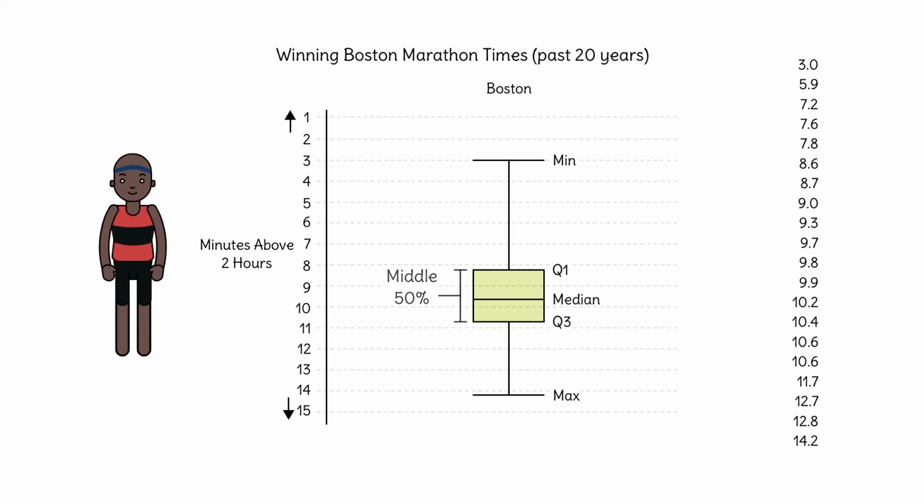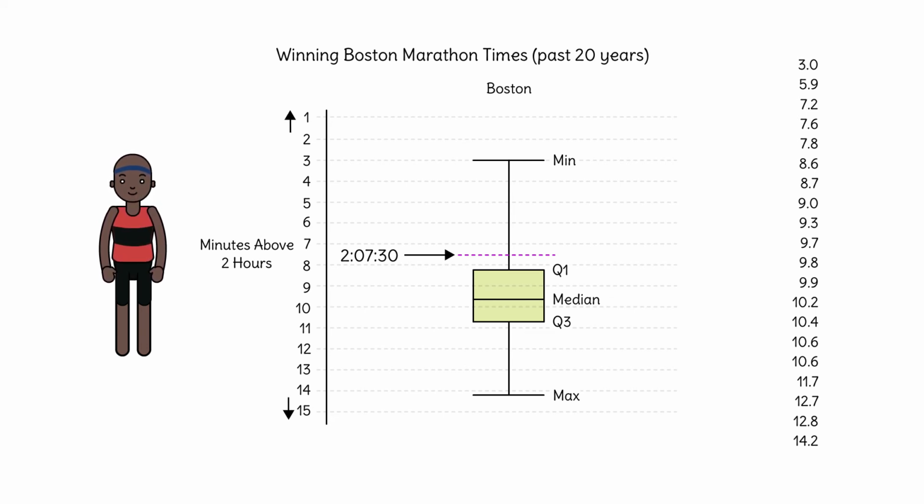Elliot makes a plan to run 2 hours and 8 minutes in Boston. What do you think his chances of winning are? Elliot does well in Boston with a time of 2 hours and 7.5 minutes. But he comes in 5th place.